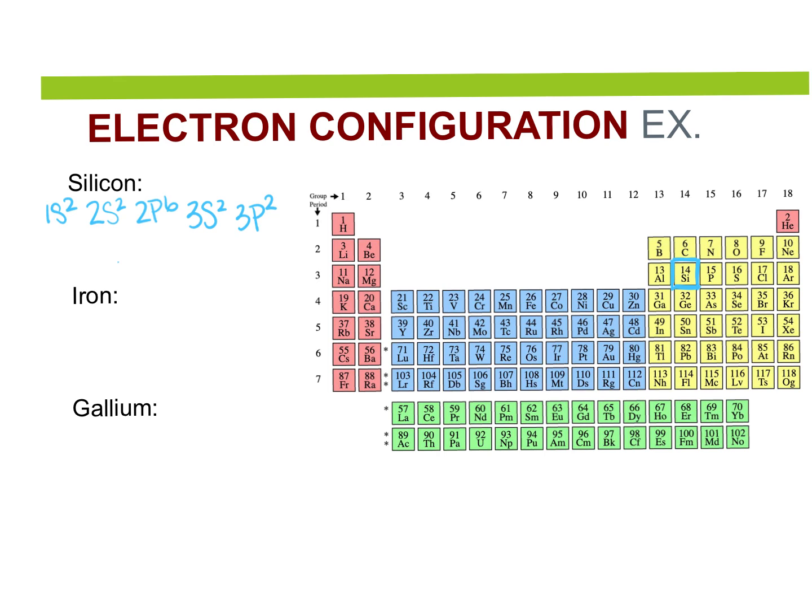All right, next we have iron. So here's iron on the periodic table. So again, we're going to start at the beginning. So iron is 1s2, 2s2, 2p6. I'm going to pause and write that for now. So 1s2, 2s2, 2p6. Then it has 3s2, 3p6.